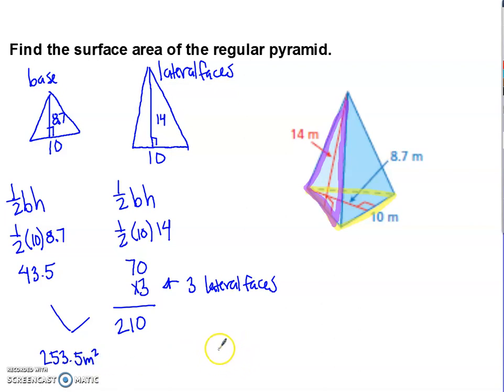So there's 2 types of problems here, just like with the prisms. One with triangular bases and one with rectangular or square bases. Make sure you practice both in tonight's homework for surface area of pyramids. Make sure you write your own summary and get help when you need it. See you tomorrow.